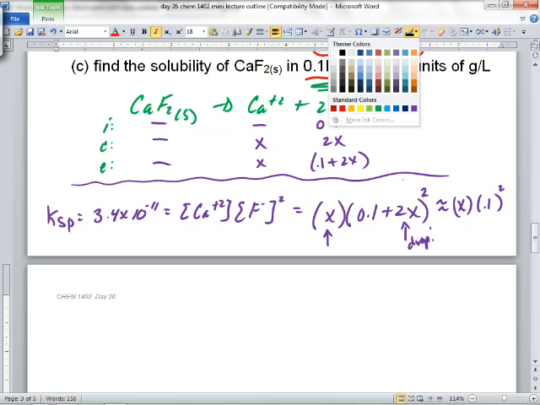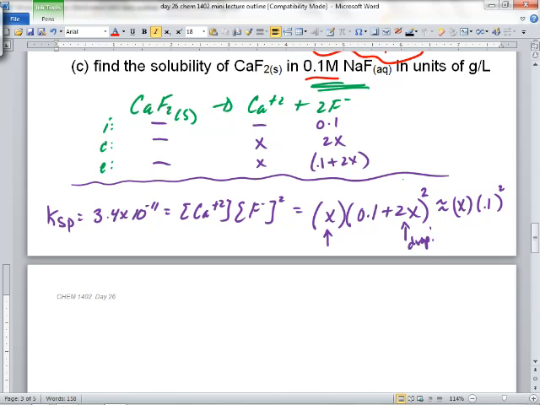So how come you were able to drop it inside over there? I'm adding 2x to a big number. You can only drop x's if there's something to drop it from, if you're adding or subtracting x from a number.